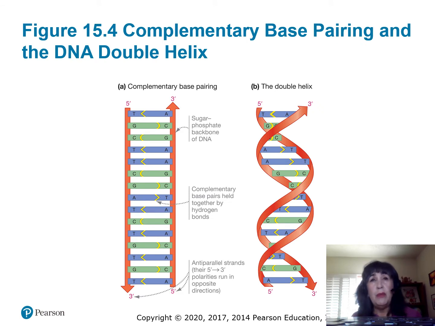This figure 15.4 is very representative of what we've just been discussing. Notice it shows on the left-hand side, we see that we have anti-parallel strands, and we can detect the directionality by 5 prime, 3 prime. Notice that they're at opposite ends and the strands are anti-parallel. The other thing that you should notice is that there is complementary base pairing. A always pairs with T and C always pairs with G. And then it forms a double helix. And this has a lot to do with the hydrophobic, hydrophilic nature of the DNA molecule.